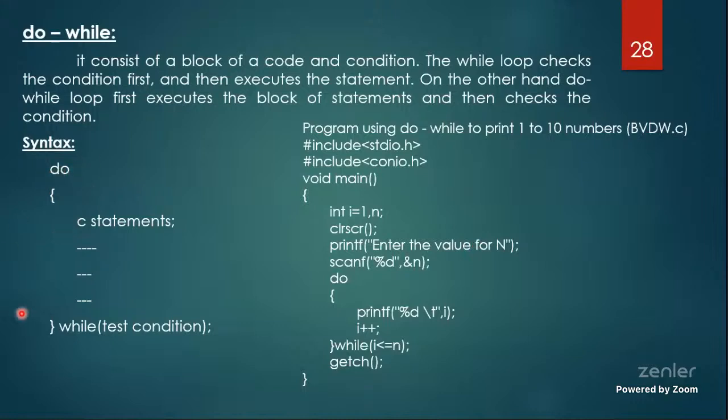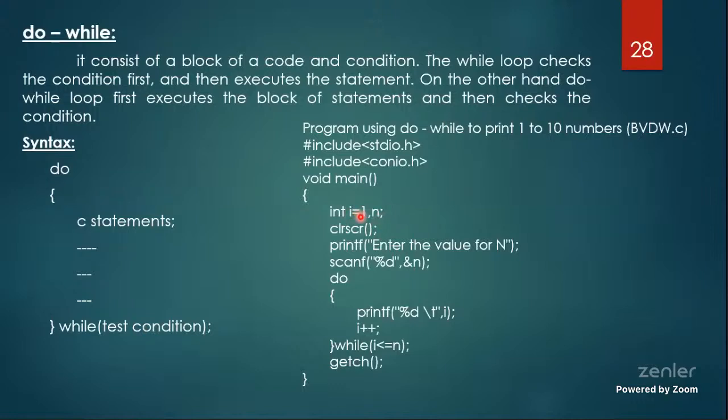Do: at least one time you will execute the statement. Why? Because you are checking the condition at the end of the loop. So for that reason, do what you will do, you will execute first. All the statements will be executed. After executing, you will be checking the condition, whether it is true or false. Now let us take this same example.